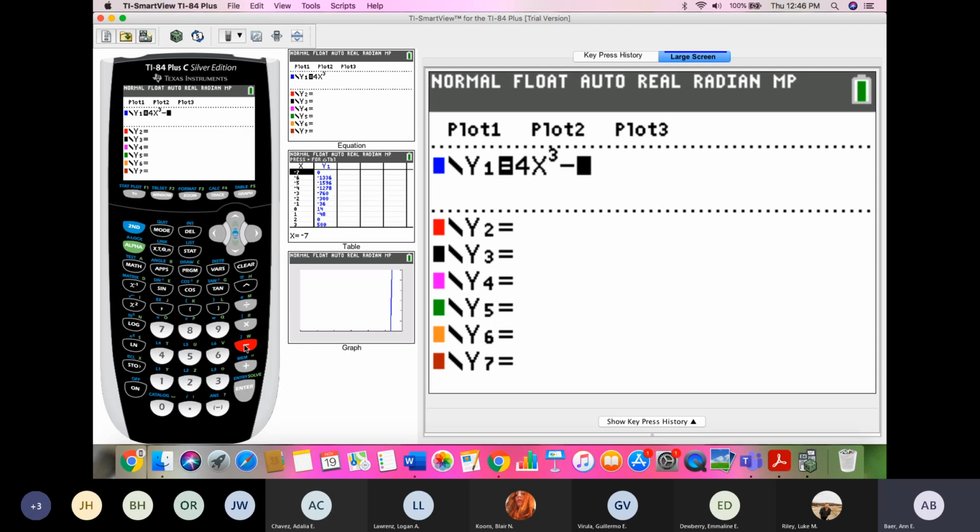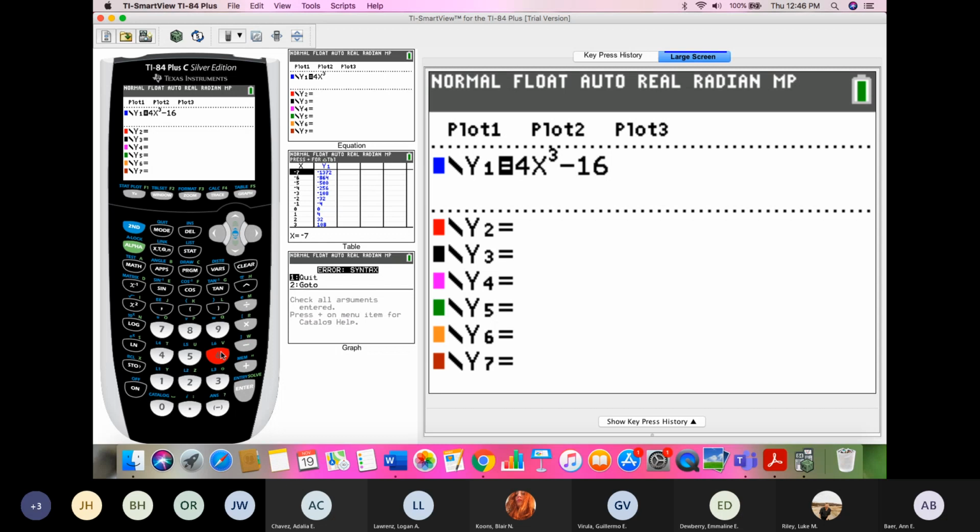Minus 16 x, mountain peak 2. Right arrow out of the exponent. Plus 9x plus 9. And I'm going to double check. Good. Any questions on how I entered that polynomial?